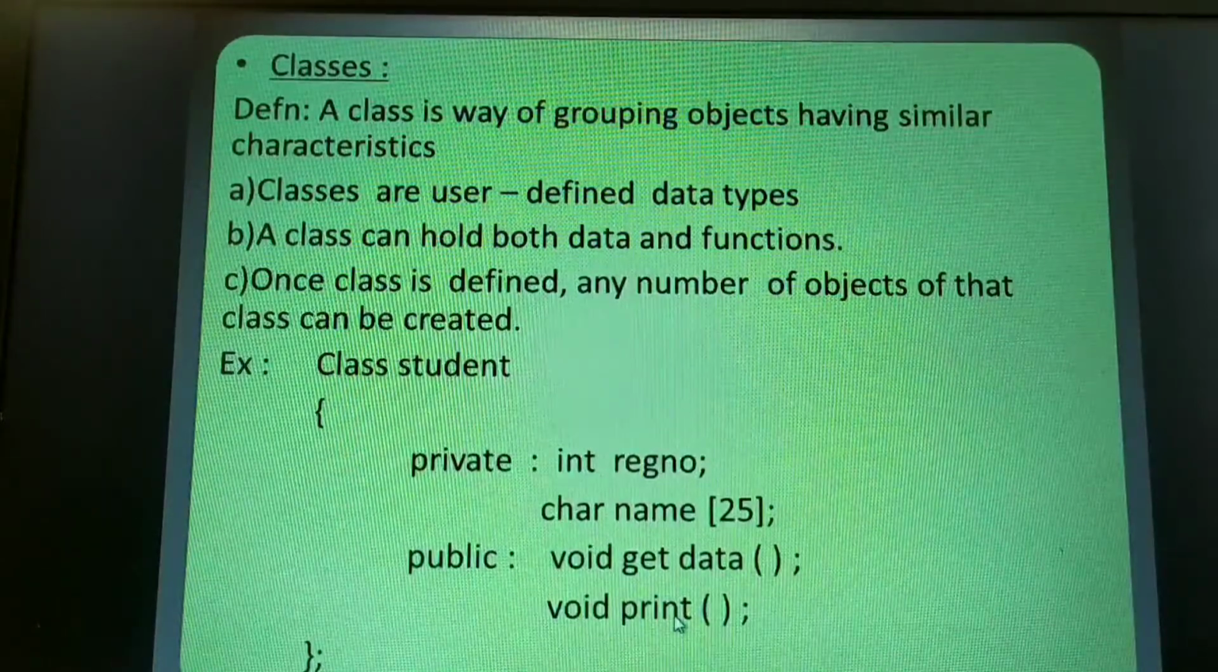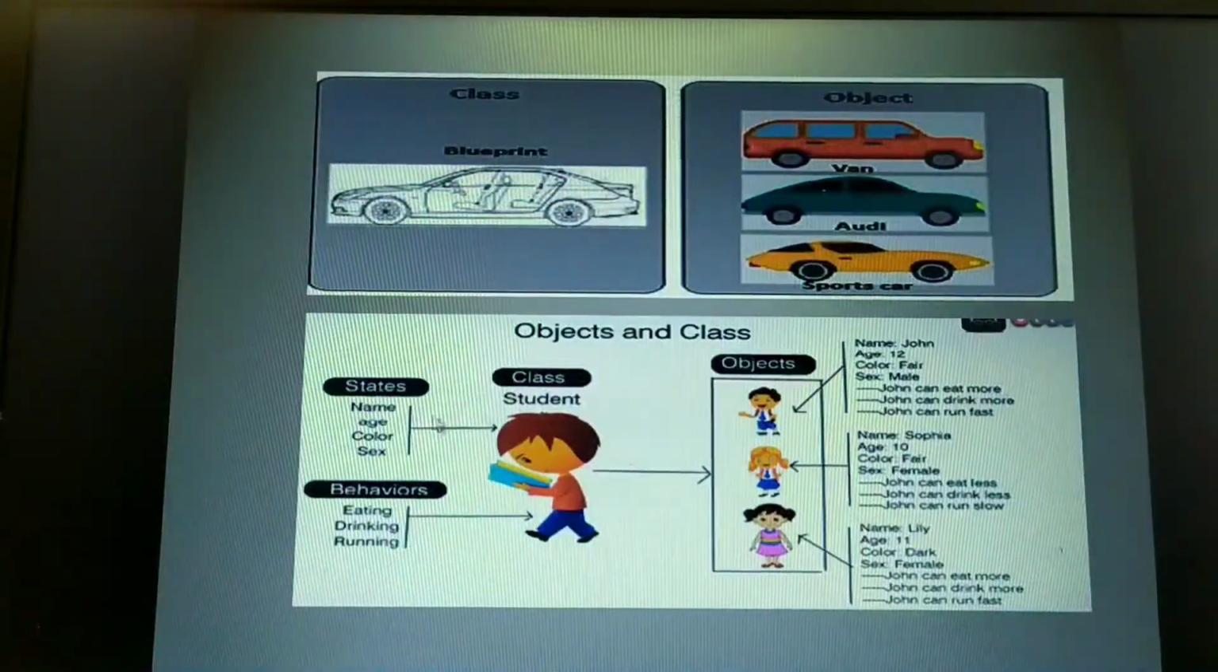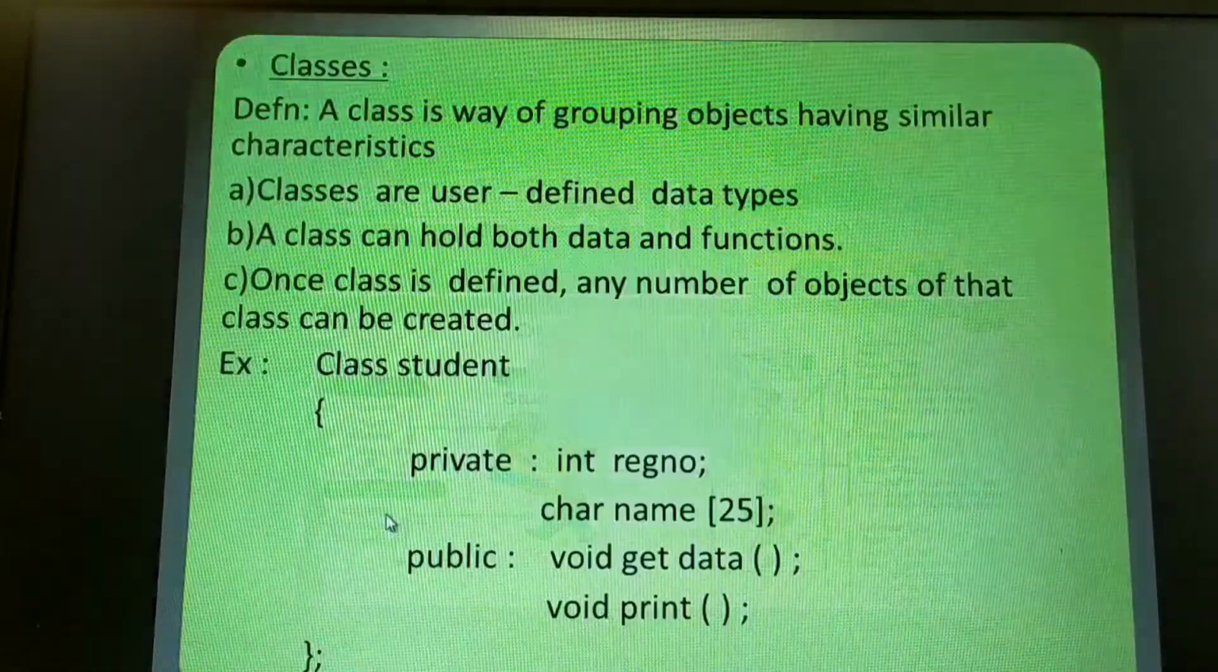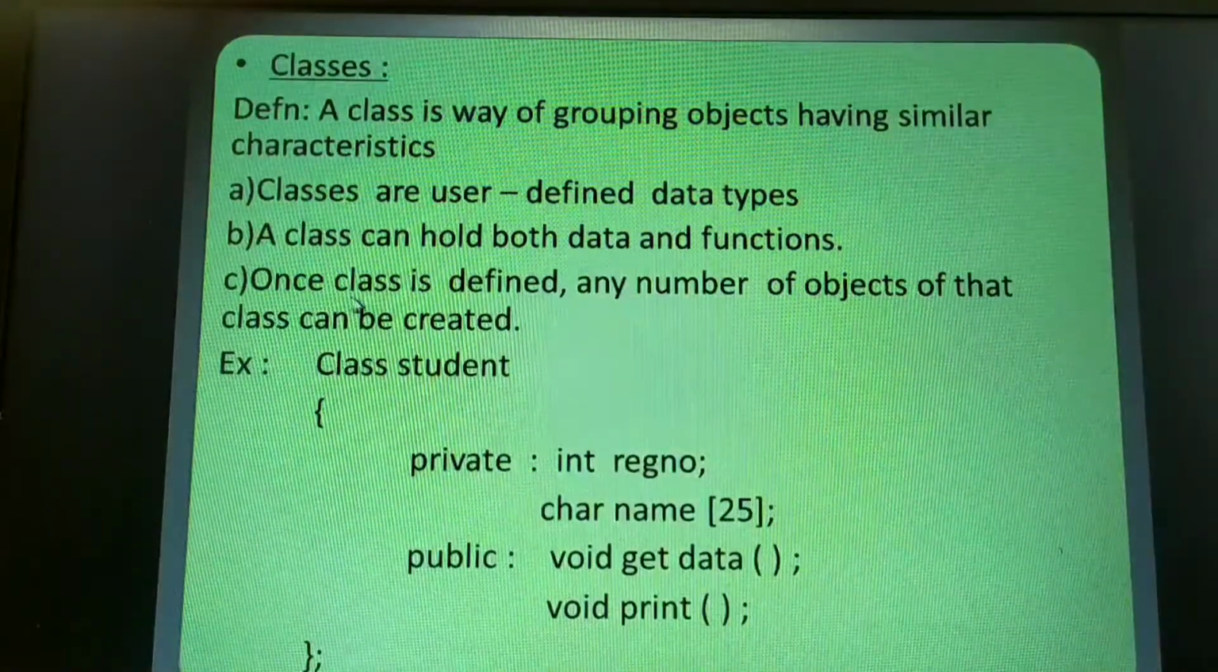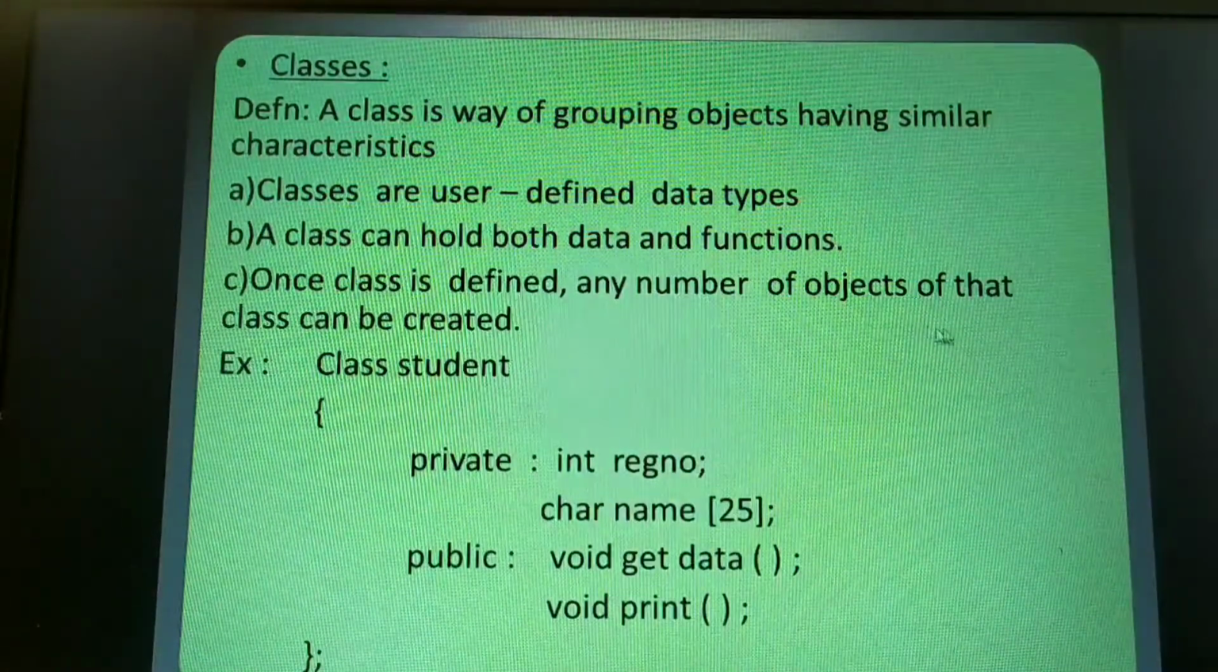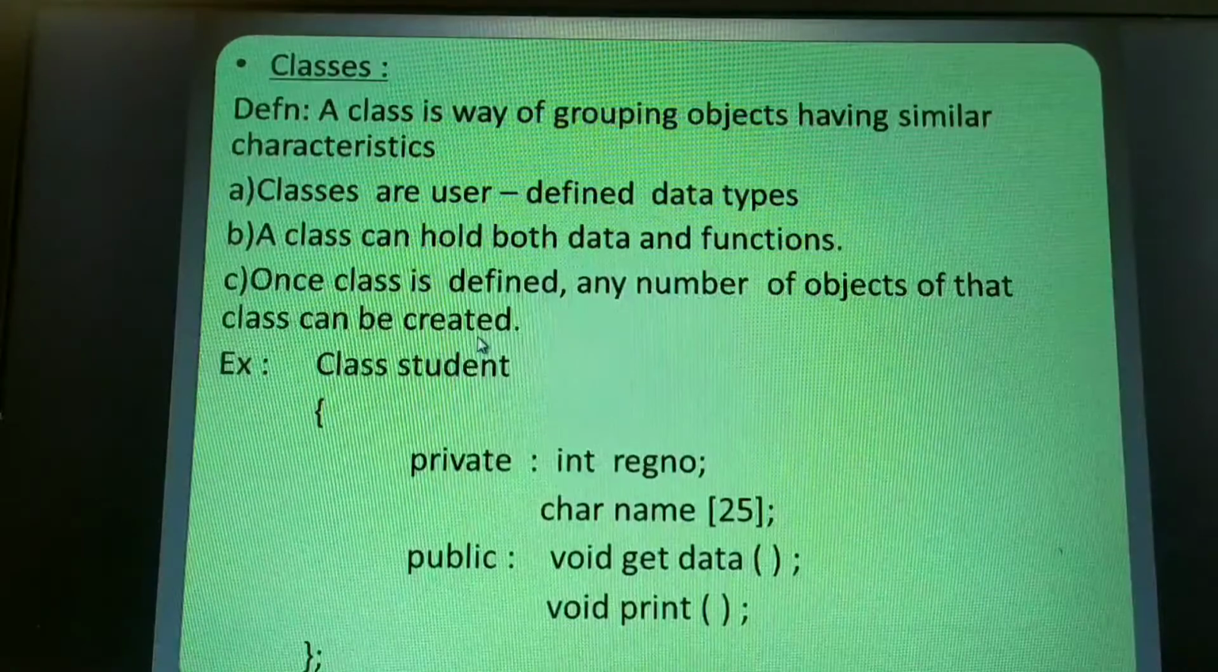Here also you can see the name, age, color and sex, these are the data members, and eating, drinking, running, these are the member functions. Hence the class can hold both the data members as well as the member functions in them. Then once the class is defined, any number of objects of that class can be created.